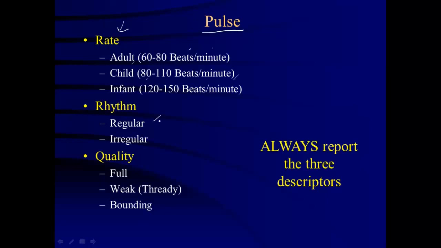The rhythm is usually regular, although it could be irregular. And the quality could be full, which is normal. It could be weak or thready, and it could be bounding, which is when the pulse is just really pushing, squeezing through. It feels like the pulse is just going to jump out at you. And we always want to report the 3 descriptors. So you want rate, rhythm, and quality for the pulse. Always, always, always report all 3. So it's 80 beats per minute, strong and regular, or full and regular.